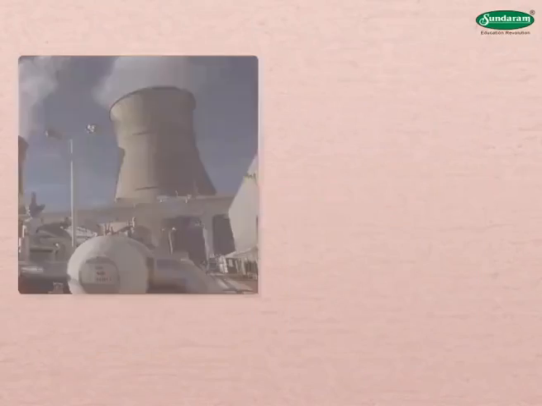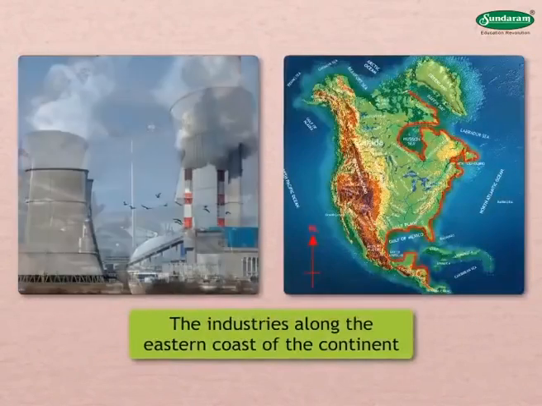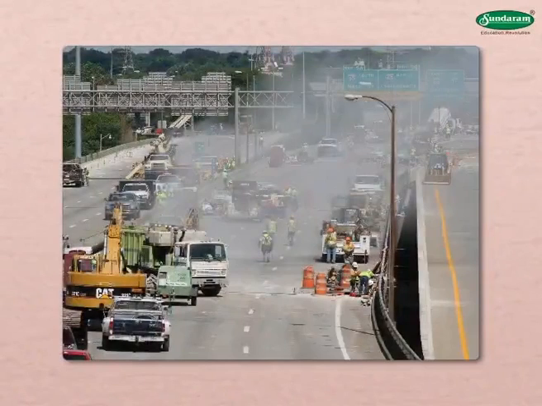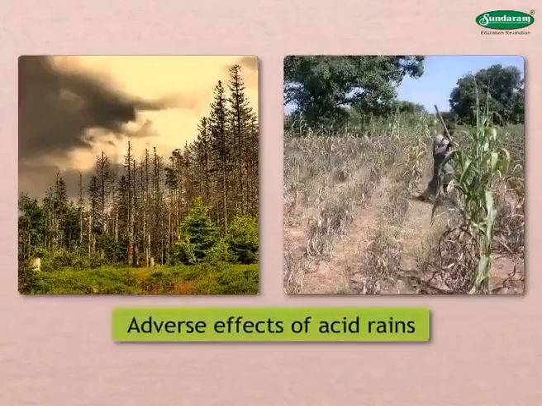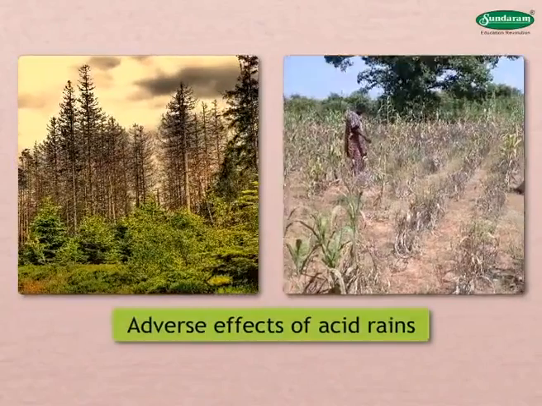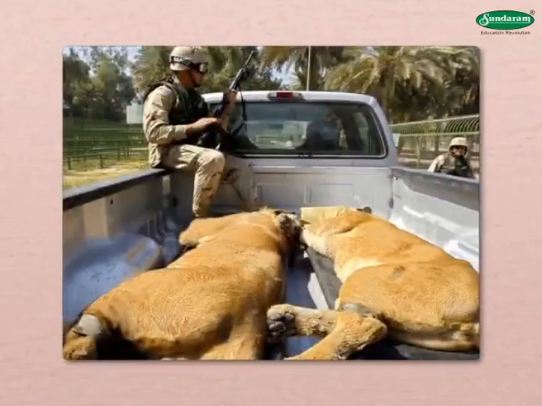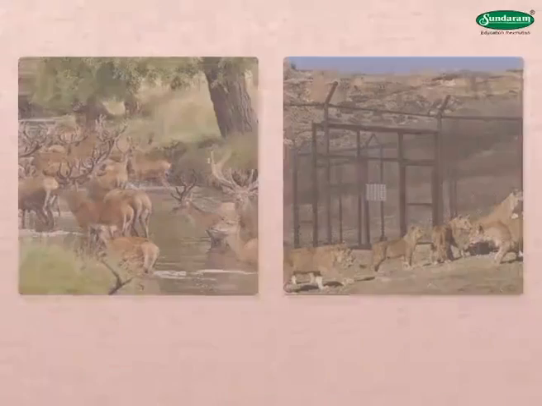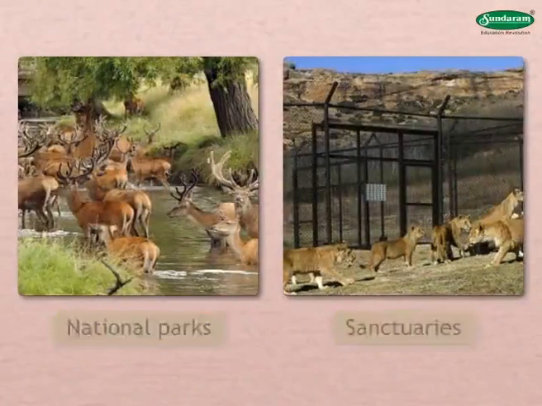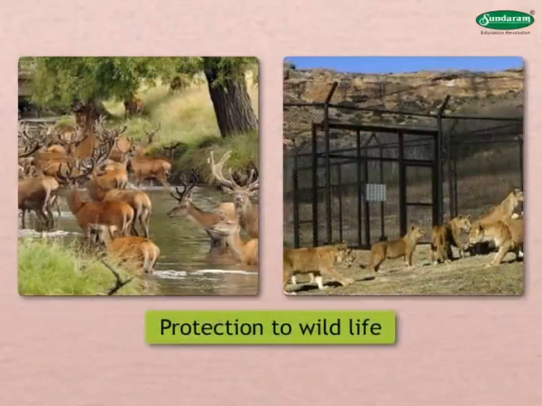Air pollution. The industries along the eastern coast of the continent, as well as the innumerable automobiles, release huge quantities of smoke. This causes acid rains. It has adverse effect on the forests as well as the standing crops in the fields. Rampant hunting. Due to rampant hunting, a large number of animals face the danger of extinction. To counter this situation, different countries of the continent have established national parks and sanctuaries. This has provided protection to wildlife.